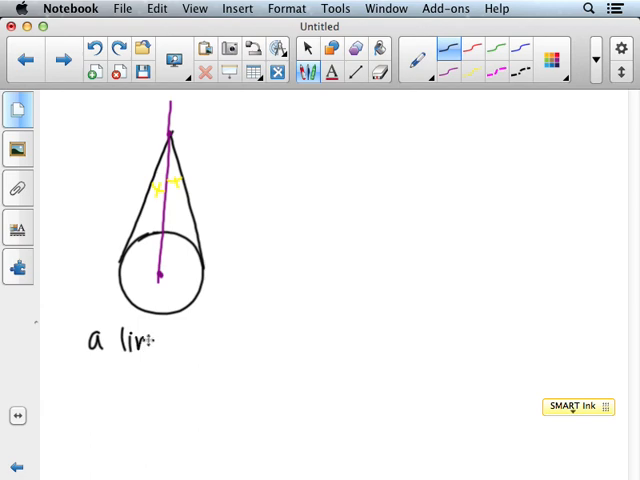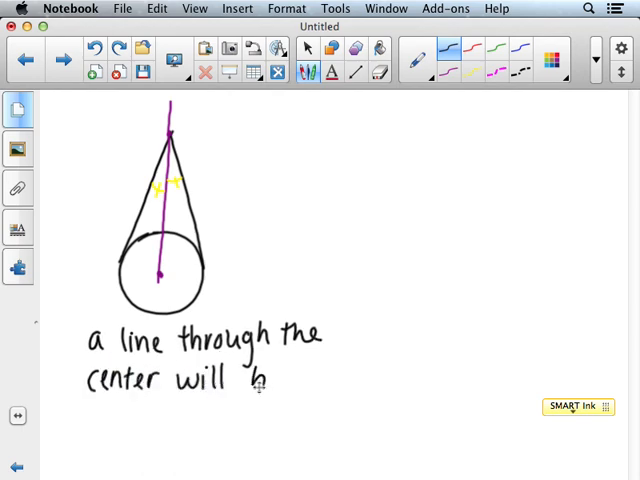So a line through the center will bisect the angle. We don't need to get super fancy here. You just need to know that if you have a tangent and a tangent, they share this common point. If a line goes through it, it's going to bisect that angle.